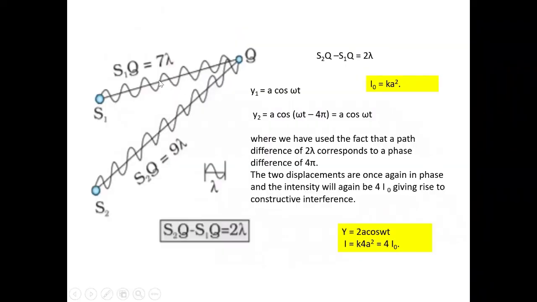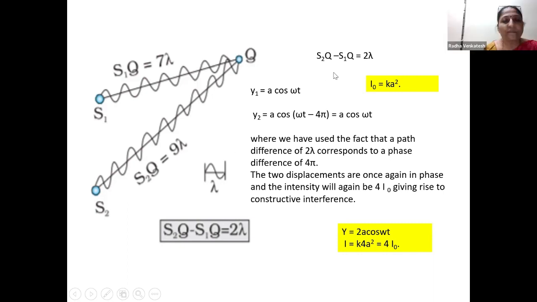So definitely we should explain to them through this diagram, because see here, if you have two sources S1 and S2, they can be derived from the same source. See here, I've drawn 7 waves, 9 waves. What is the path difference between them? 2 lambda.